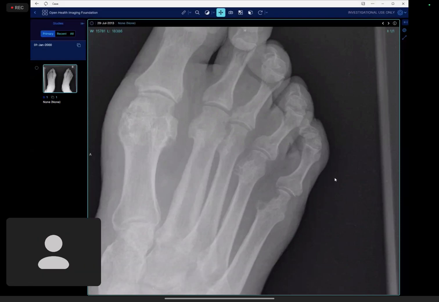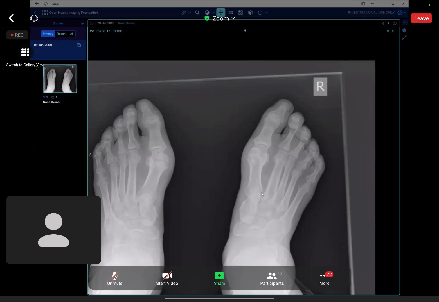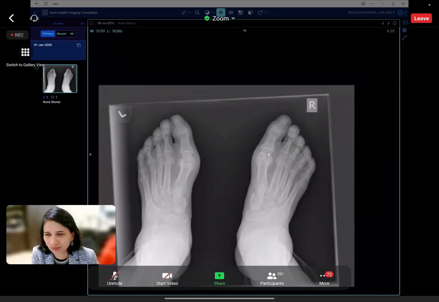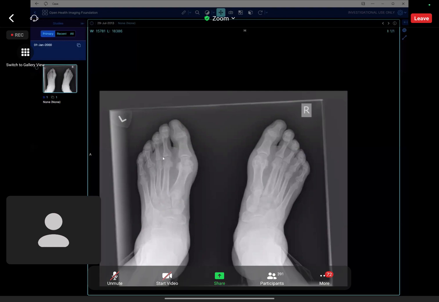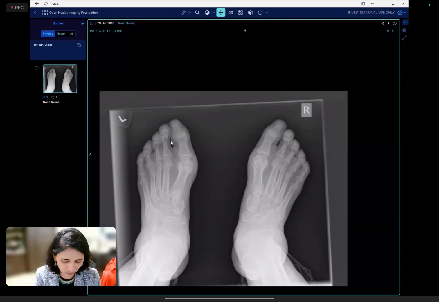The bone density is fine in this case, and there are no osteophytes or other degenerative changes. So I would think of a crystal deposition disorder like gout as the top differential in this case.